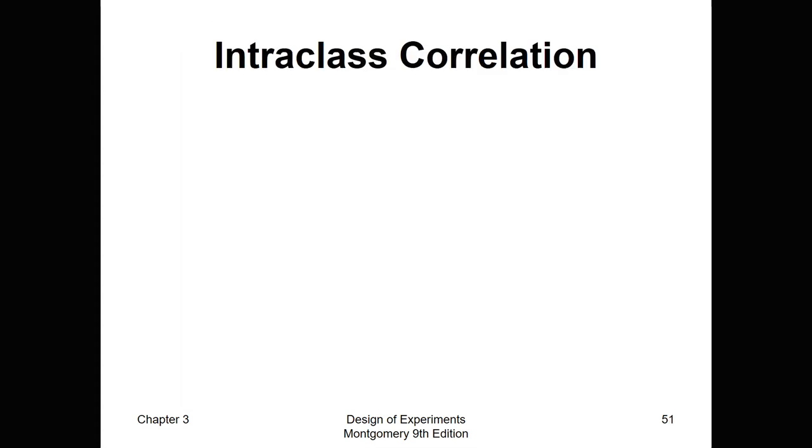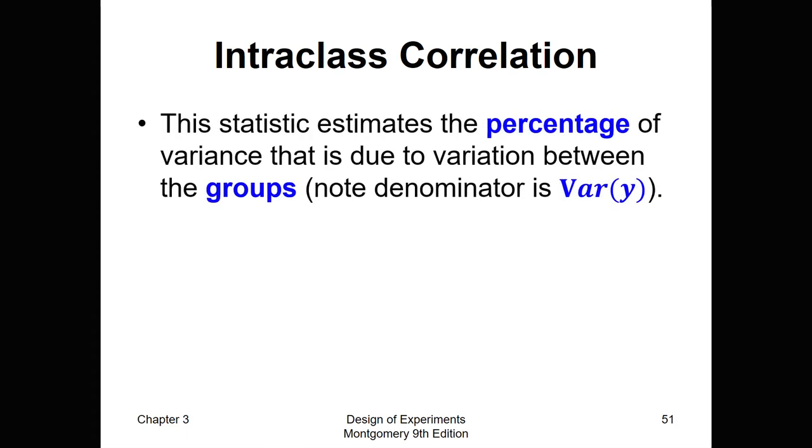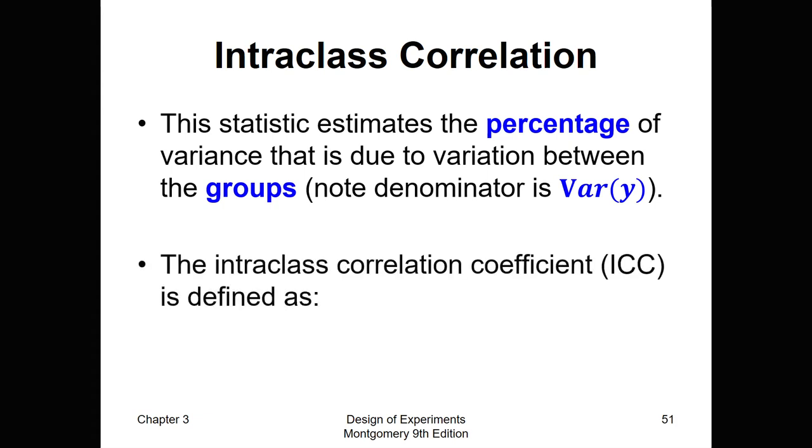So actually, when we're looking at how do we determine large or small, one useful statistic is called the intra-class correlation. Now, this statistic estimates the percentage of variation that is due to the variance between the groups. And so in this, you'll see that the denominator is the variance of y. So let's look at the equation. The intra-class correlation is the variance of the treatment effect divided by the total variance, the variance of the treatment effect plus the variance of the error. So the variance of the treatment effect divided by the total variance in the outcome.